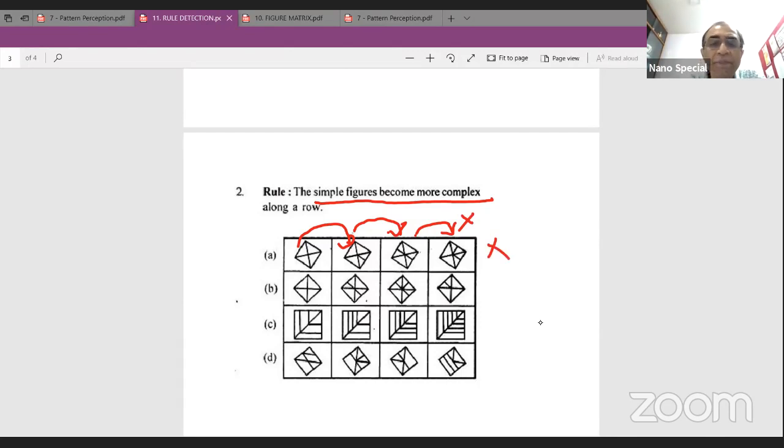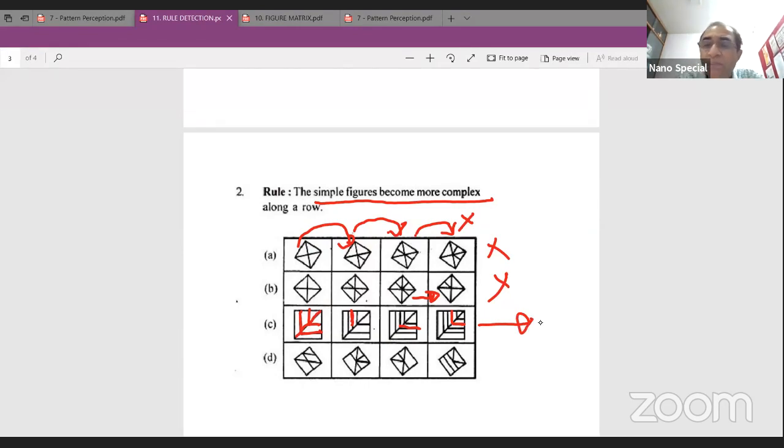All right. Now let's look at B. What is happening? From here to here, it is becoming simple. From here to here, it is becoming simple. So this also can't be the answer. On the other hand, just look at C. C started with one diagonal line and 2 lines. Then here you have one more line, then here one more line, and then here one more line.